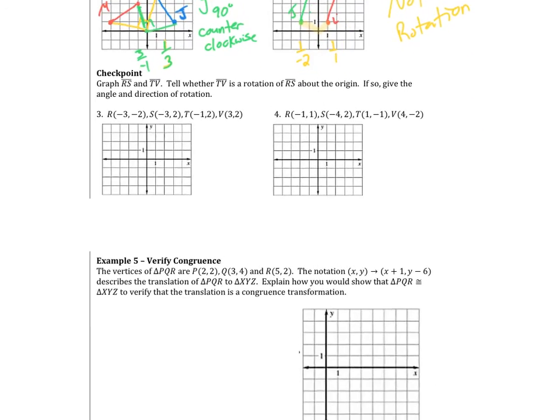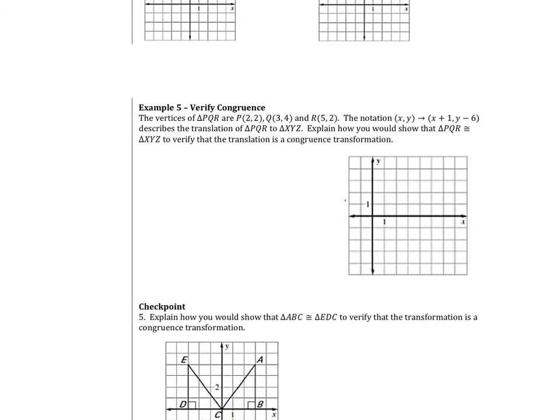All right, we're going to skip the checkpoints. And example 5, we're just going to quickly talk about it, and this will be the last one for the notes. Vertices P, Q, and R are given. The notation (x, y) to (x + 1, y - 6) describes the translation. Explain how you would show that triangle PQR is congruent to triangle XYZ.